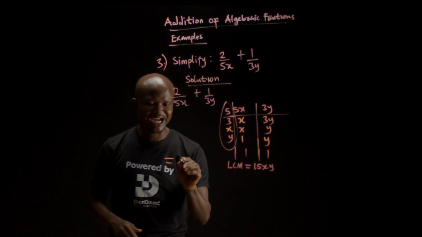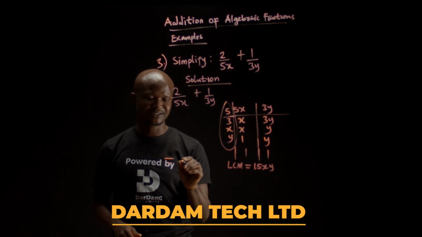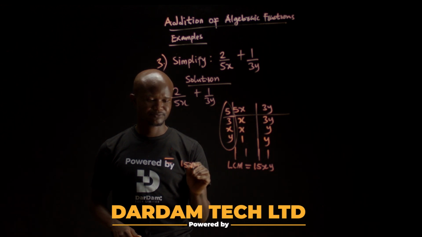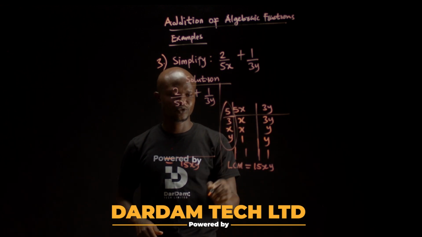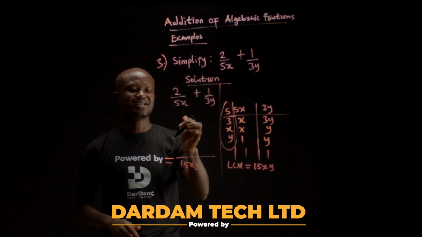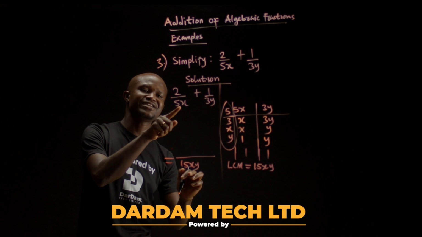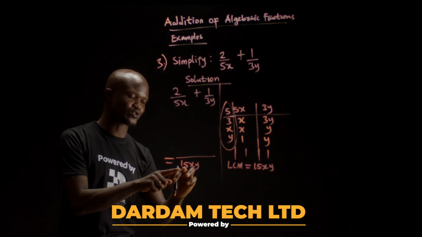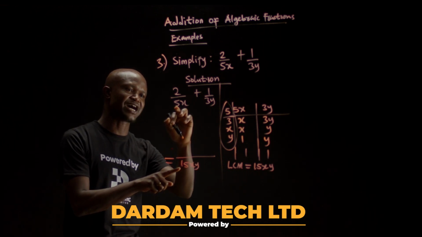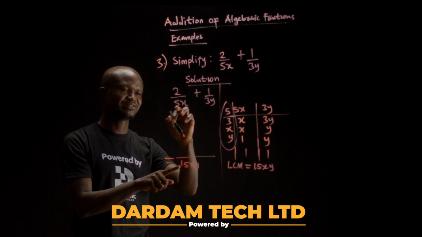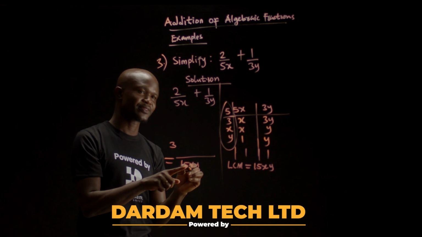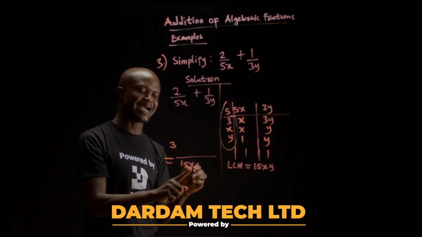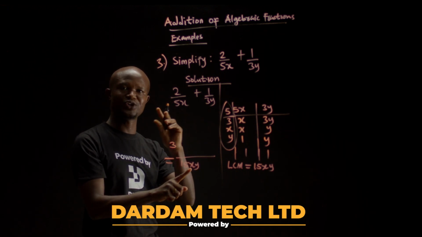So now, what do we need to do? We write 15xy, then going back to the main question. Now, 15xy divided by 5x. Let's start with 15 divided by 5. What are we having? 3. Then x divided by x, what do we have? 1. So we don't have x again.